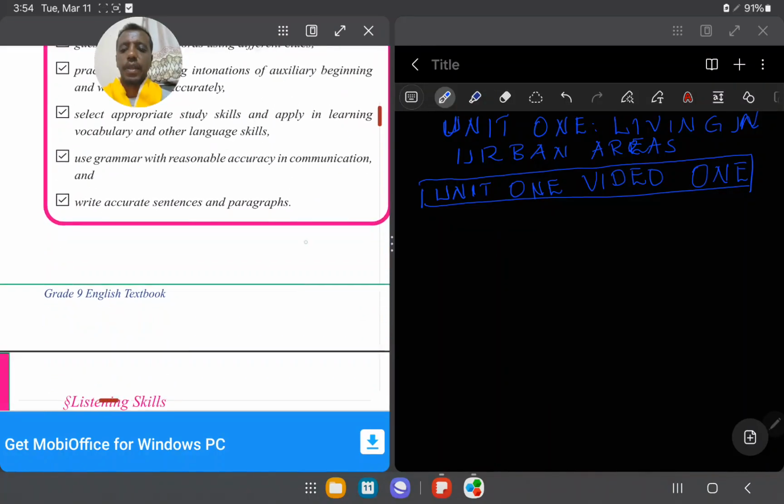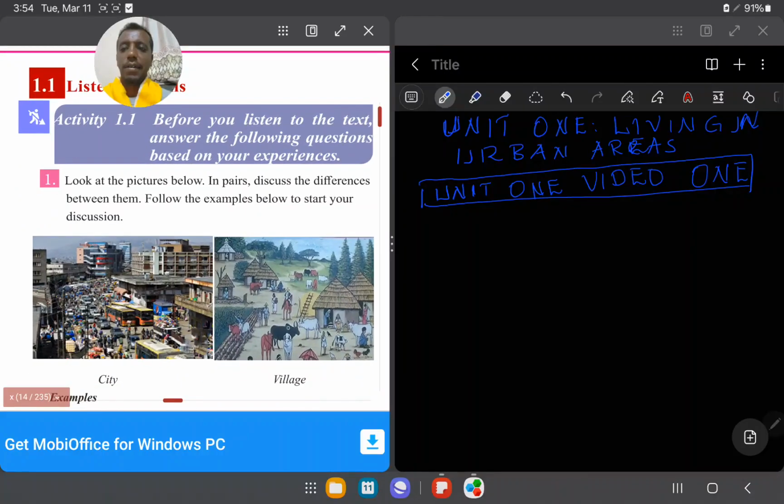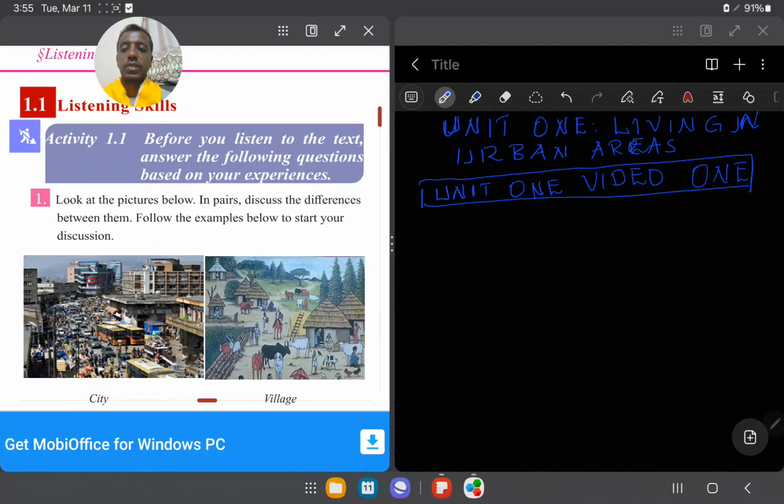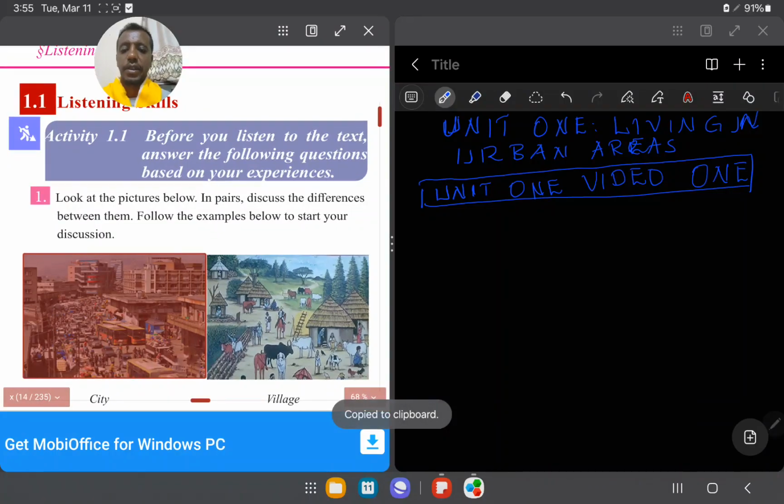Well then, now the first, 1.1, the first subtitle is listening skills. Before you listen to the text, answer the following questions. There are pre-reading questions and post-reading questions. And for pre-listening, you are familiar with this from grade 8. So look at the picture below and in pairs, discuss the differences between them. Follow the examples below to start your discussion. Now, directly, I want to read a text for you. Then you can answer some of the questions, right?